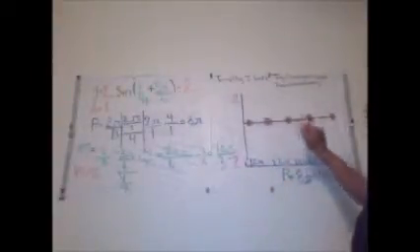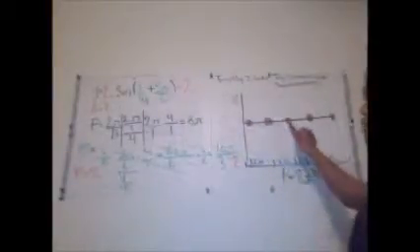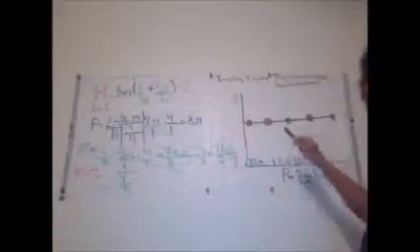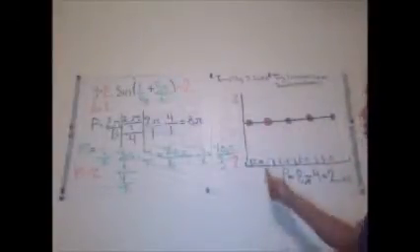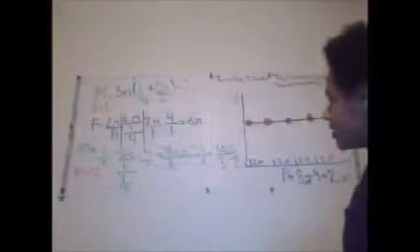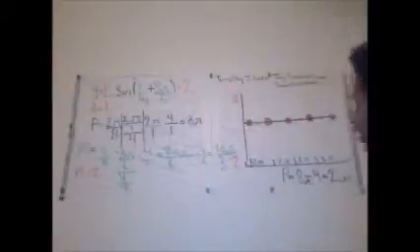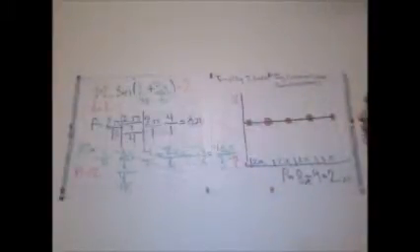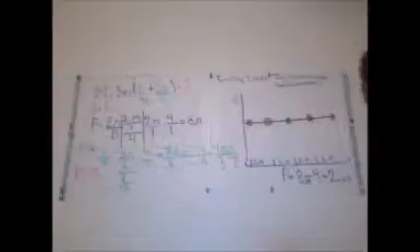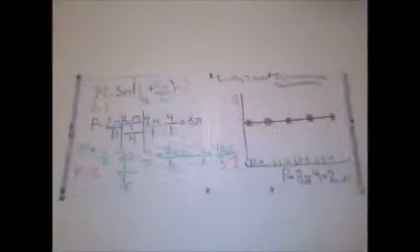So, as you see, we have 1, 2, 3, 4, 5 dots, and we have 1, 2, 3, 4 sections that equal 2 pi each, right? So, let me break it down. We're phase shifting, okay? If you notice, this dot is fairly close to the origin. Fairly close.